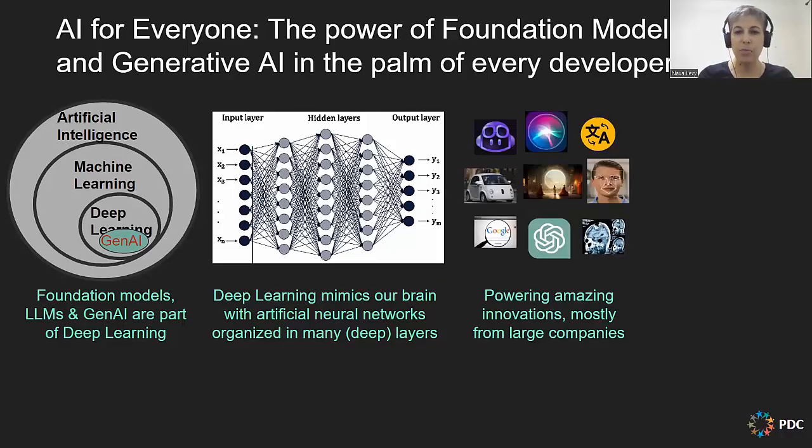It powers, in the past and today, amazing innovations, mostly coming from large companies. So if it's Google Translate, if it's a Copilot for coding, if it's self-driving cars, if it's semantic search, not just full text search or keyword search, if, of course, ChatGPT, creating images, image recognition, all this is enabled by enormous models, sometimes called foundation models, that cost millions or tens of millions of dollars to create.